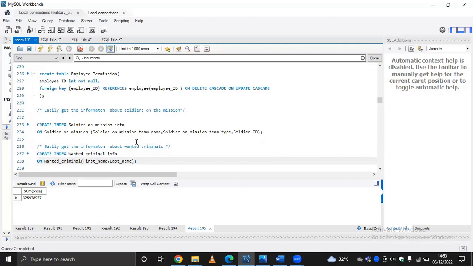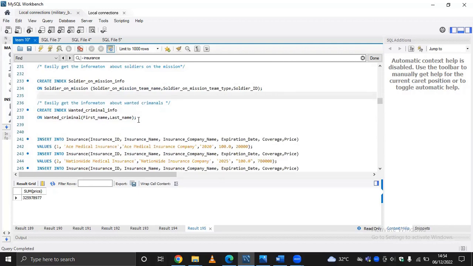So here now I created index. Because a given military base needs to track the information of the soldiers on the mission, I created index for soldiers on the mission because they always need to know what is going on if they need help. So they always need to use it frequently. So that's why I used index on the soldiers on the mission to know if someone is dying or needs help, medical help, something like that. I also created an index on the wanted criminal table, so they also need to know the current wanted criminals in order to protect people, to know people who are dangerous for the society. So I also thought this database needs to create index for them.